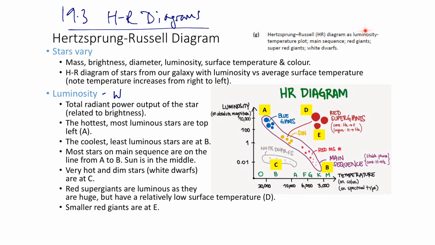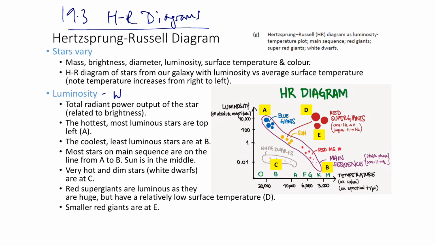It's certainly worthwhile just referring to this area just there with the HR diagrams, the bits that you need to focus on. So we've mentioned luminosity and temperature plotting. You need to be able to identify the main sequence, where the red giants are, where the red supergiants are, or super red giants, and you need to be able to draw where the white dwarfs are.